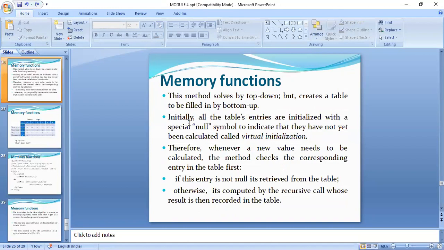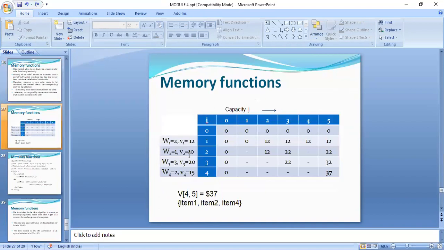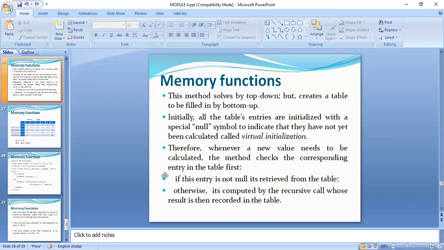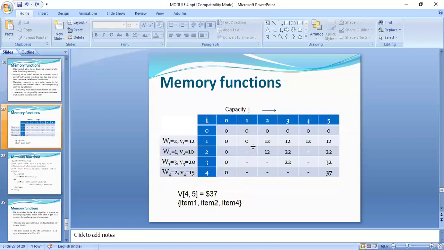So here what you are doing is you will be given a table, the same table which we have seen previously. In this table, we are supposed to initialize with a special null symbol, which indicates that the values have not been calculated, which is called the virtual initialization. You can see here it is given as null. The others have been filled up after running the algorithm, but initially all the values will be null.